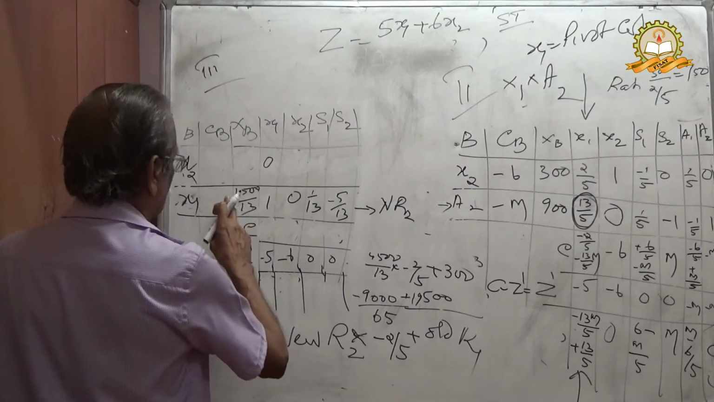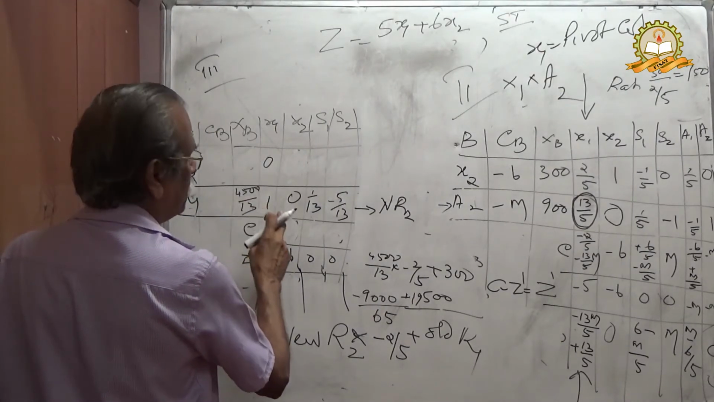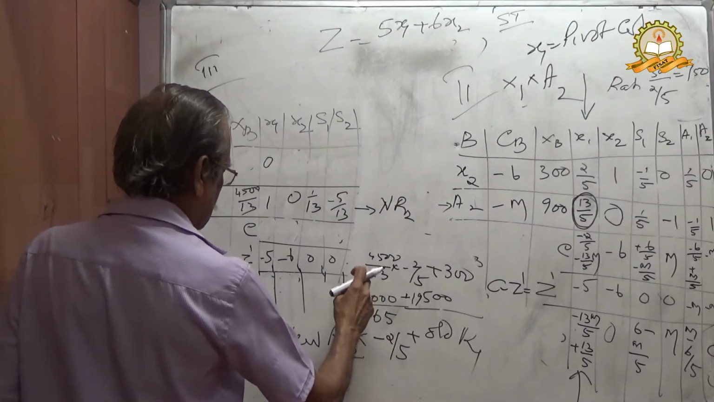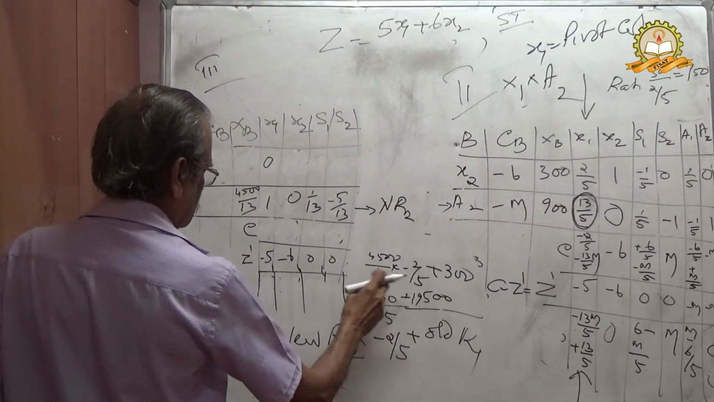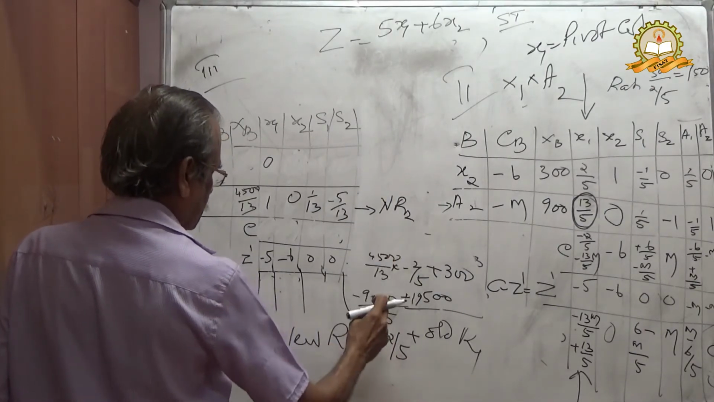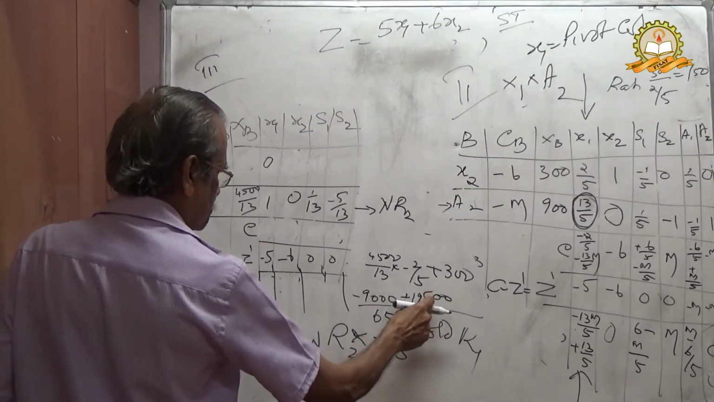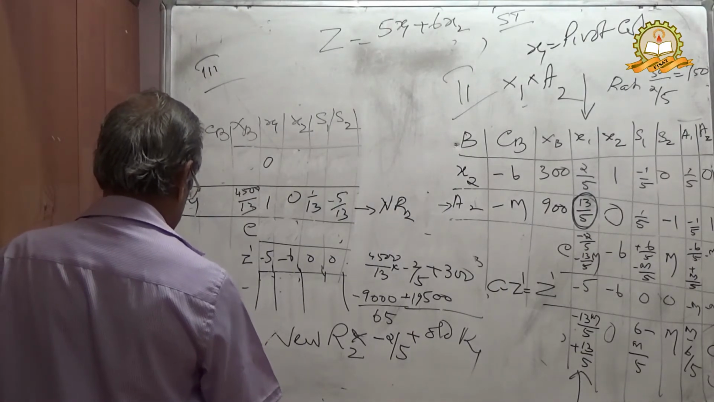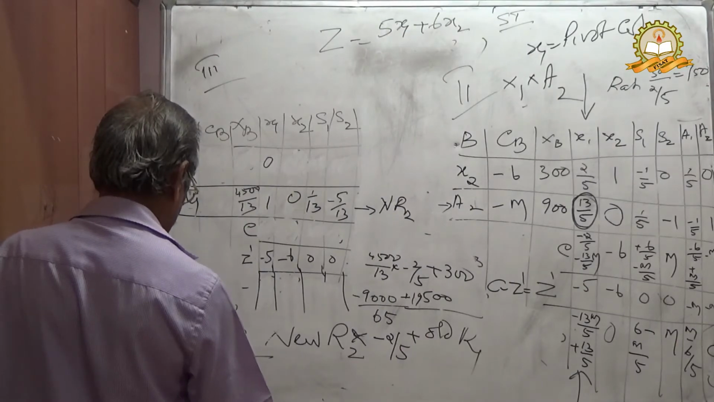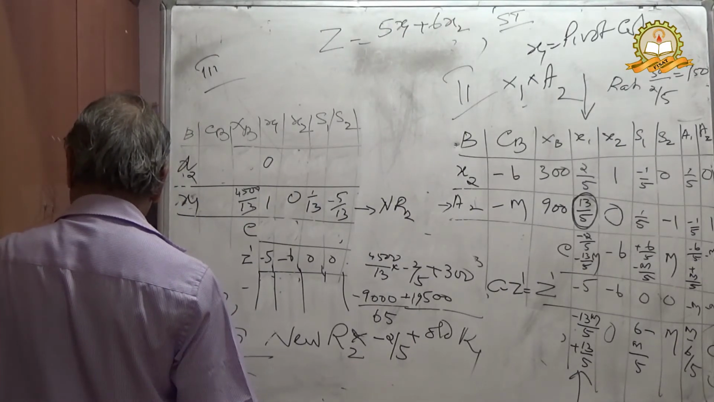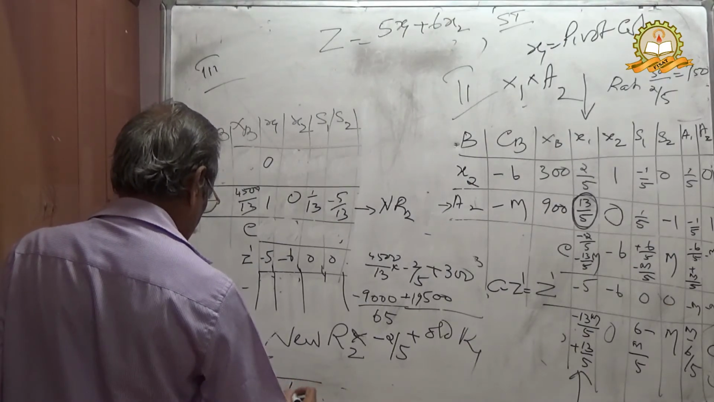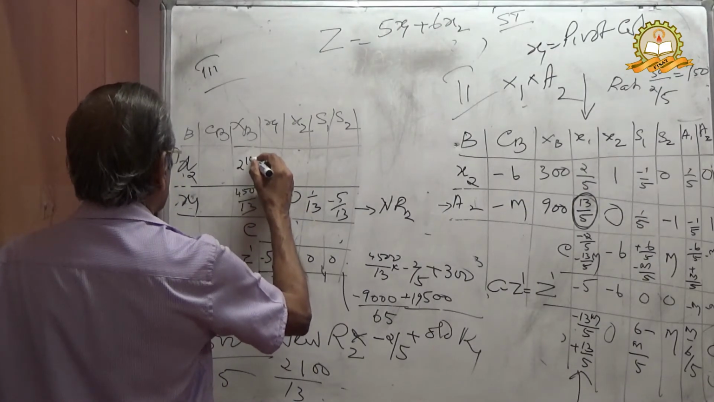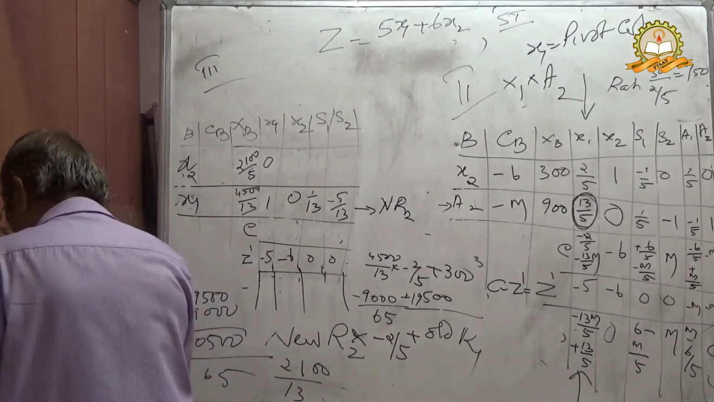You have 4500 into minus 2 by 5 plus 300. So for minus 90, you have 10500 by 65. 10500 by 65. 5 13s are 65, so this number is 2100 by 5. 2100 by 5.